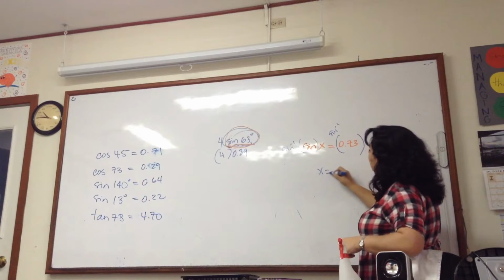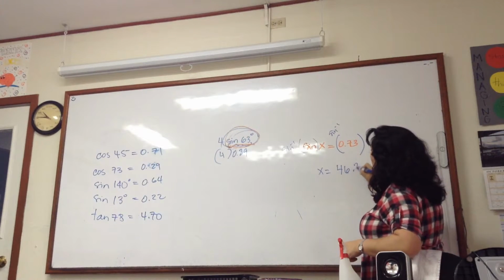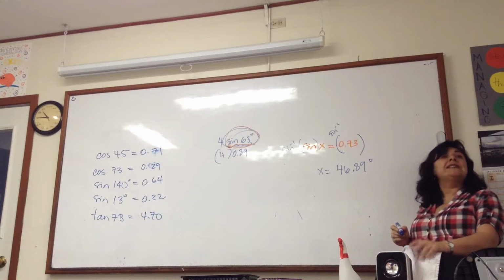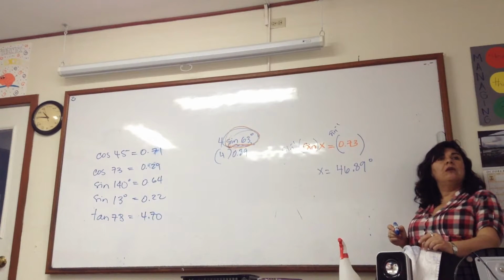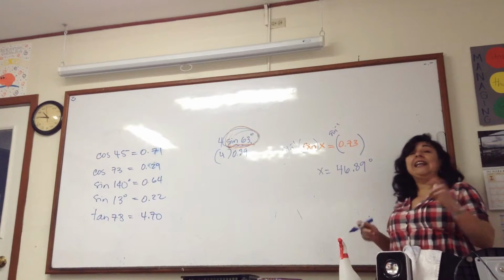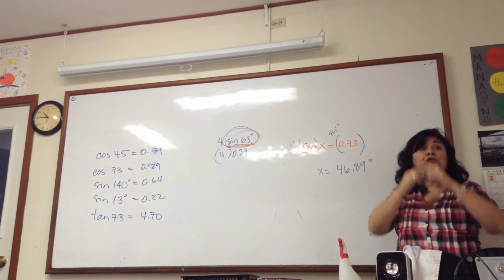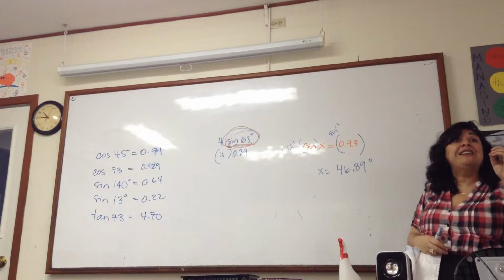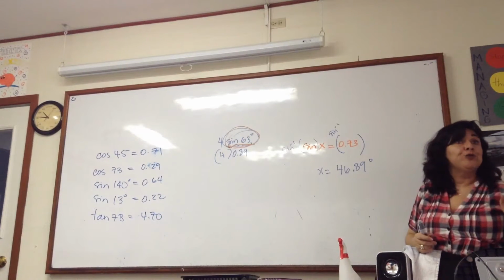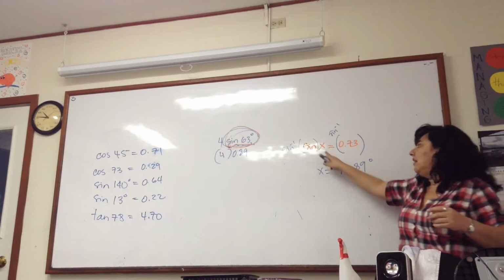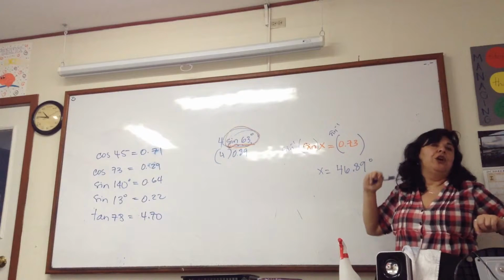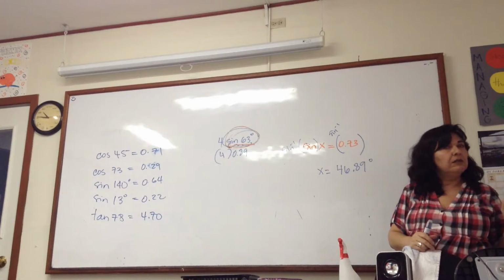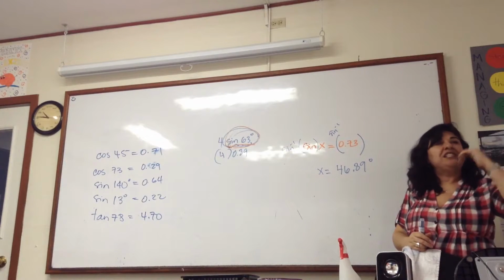So x equals 46.89 degrees, because what you're finding is the angle. But what does sine do to the number? Sine is the name for the ratio. It doesn't do anything. It just tells you that you are dividing the opposite over the hypotenuse of the angle, which in this case you don't know. So sine tells you what ratio you're using, and cosine is adjacent over hypotenuse.